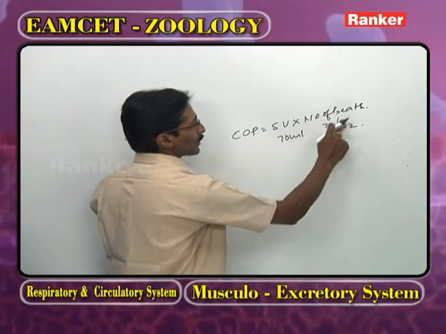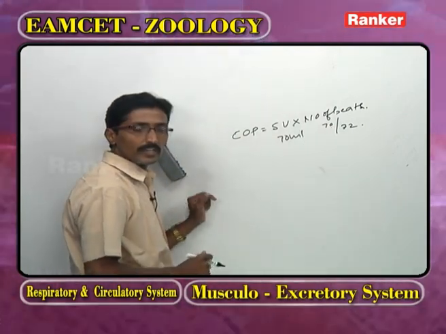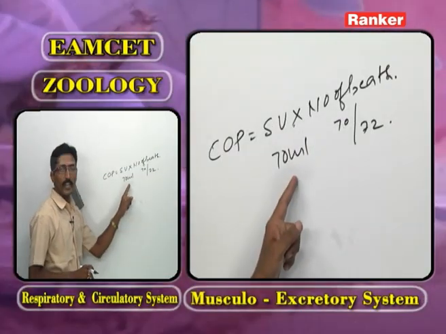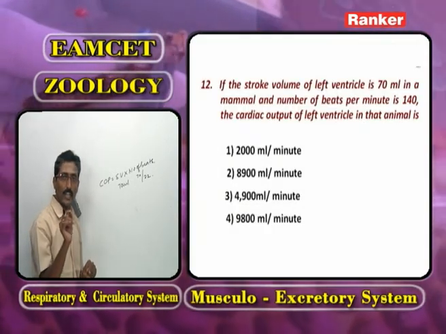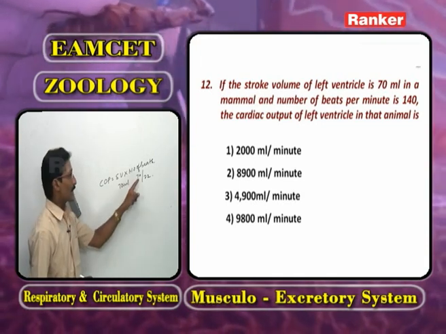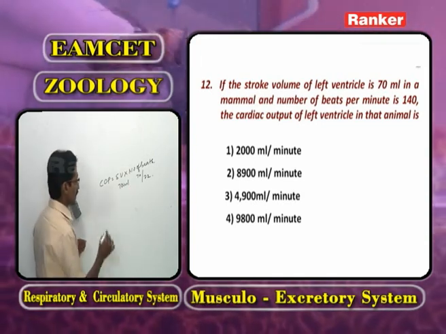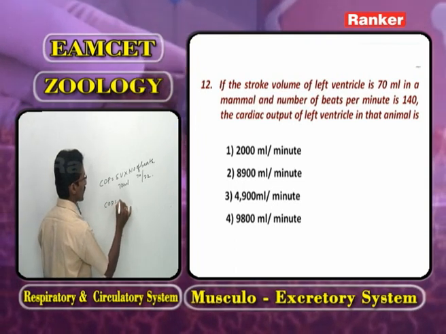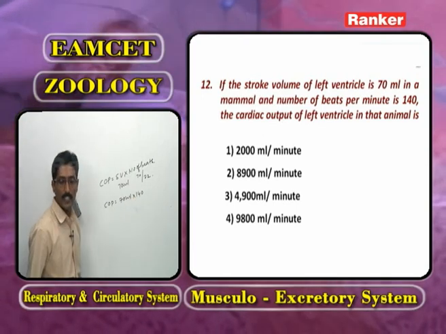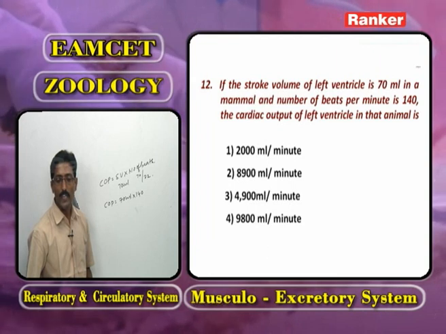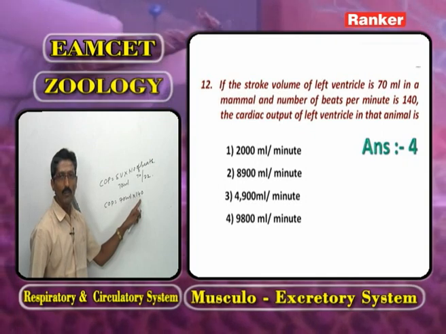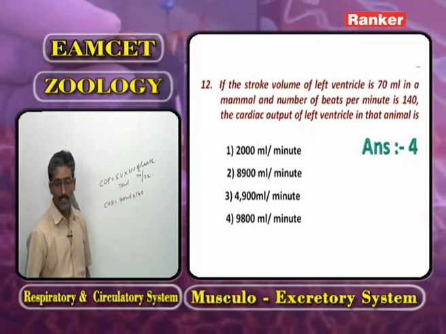Now here per minute number of beats is 70 or 72. Here what they gave? The stroke volume of left ventricle is 70 ml. That means the left ventricle pumps how much amount of the blood? 70 ml. Now here number of heartbeats is 140. Now we want the cardiac output. 70 ml into 140. Now what is the answer? 9800 ml per minute. So 70 ml into 140 beats. Now we go for the next question.